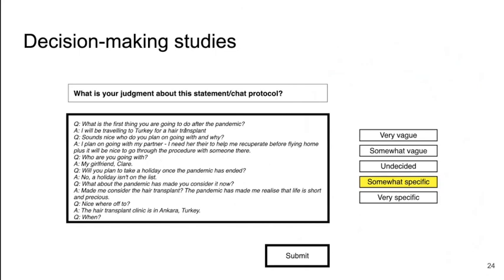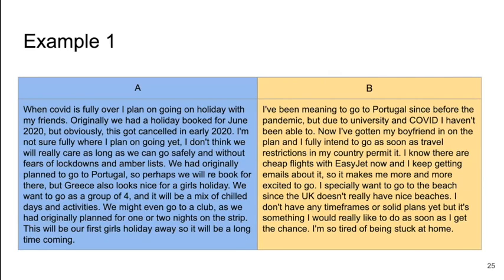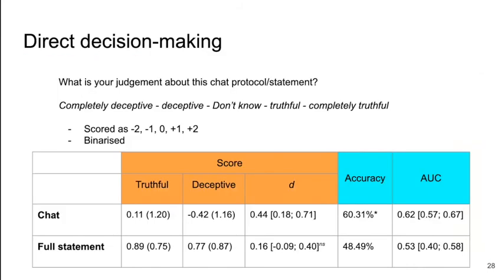This is what this looked like. They saw the chat protocol in this case, or the full statement, and then decided in this interface. Here are 2 examples. Given time, we can't do this. Otherwise, I would have asked you which one is the deceptive one and which one isn't. Well, you could do this when you rewatch the video if you want to. But here are the findings.